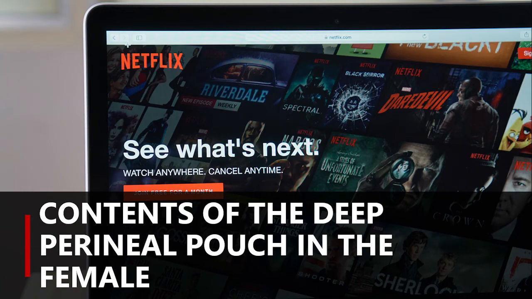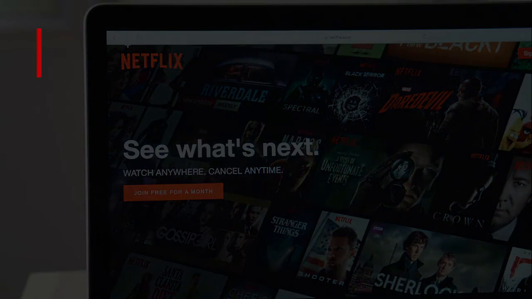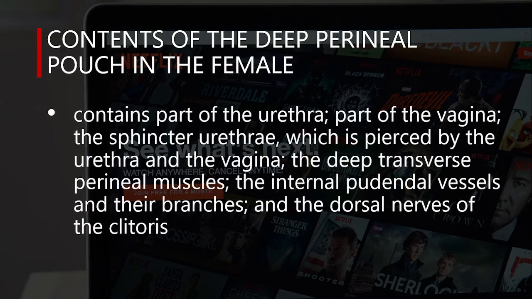Contents of the deep perineal pouch in females. It contains part of the urethra, part of the vagina, and the sphincter urethrae, which is pierced by the urethra and the vagina, and the deep transverse perineal muscles, and the internal pudendal vessels and their branches, and the dorsal nerves of the clitoris.